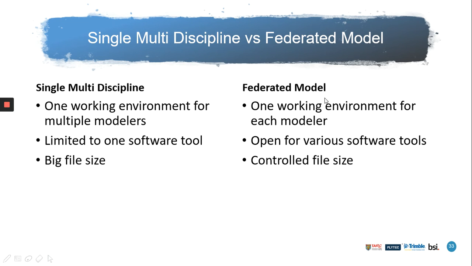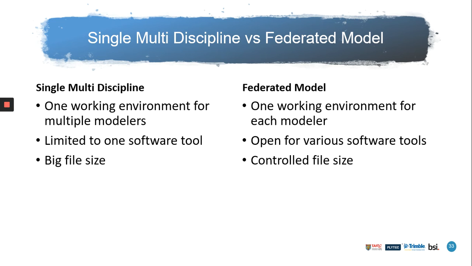But in a federated model, each of the specialists can work on their own model. By doing a federated model, the architect can use their own specialized software to produce the model. It could be 3ds Max, or the contractor and the consultant might be using Tekla, or the MEP team will have their own software. By having their own software, the model size will be controlled because each of them is doing the model on their own platform. And with your own platform, you'll be able to split the load.